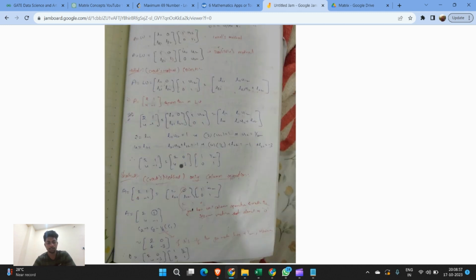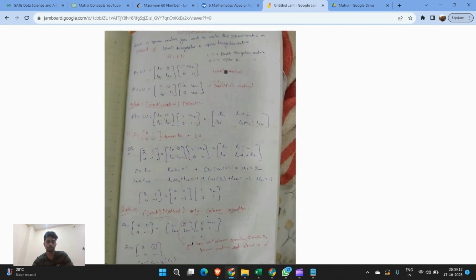So you have to convert that into lower triangular. This is the lower triangular and this is the upper triangular. If you do that, then it is known as LU decomposition. There are two ways to do this LU decomposition: one is Crout's method, another one is Doolittle's method. Before going to that, I'll explain what a lower triangular and an upper triangular matrix are.